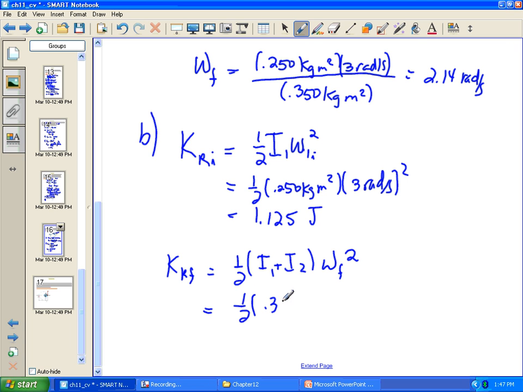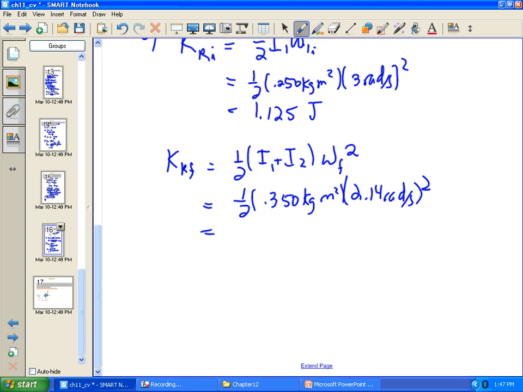All right, K rotational final is 1/2 (I1 plus I2) times omega final squared: 1/2 times 0.35 kilogram meter squared times 2.14 radians per second, the whole thing squared, gives us a final rotational kinetic energy of 0.804 joules. So some kinetic energy has been lost in the process of that collision.